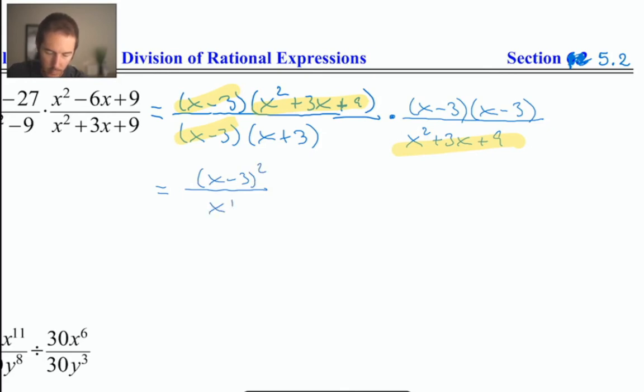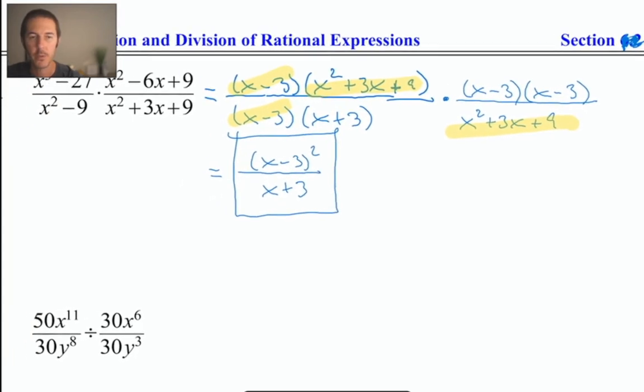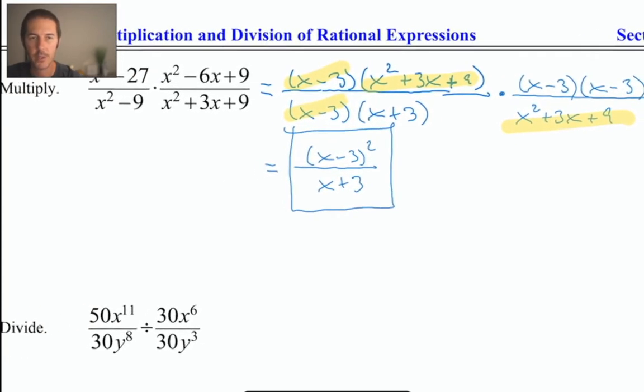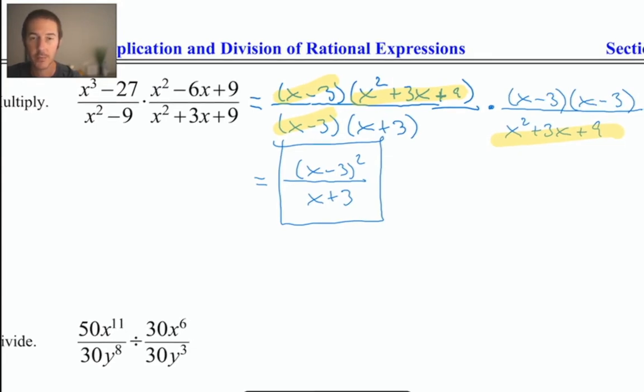And we can write our final answer now as x minus 3 squared over x plus 3. I don't need the parentheses in the denominator anymore because I'm not really protecting the x plus 3 from anything. There's nothing that needs to be distributed in. I don't need to be squaring it or anything, so I can just write it as x plus 3. But you can see how important the ability to factor is in order to be successful in multiplying and simplifying.